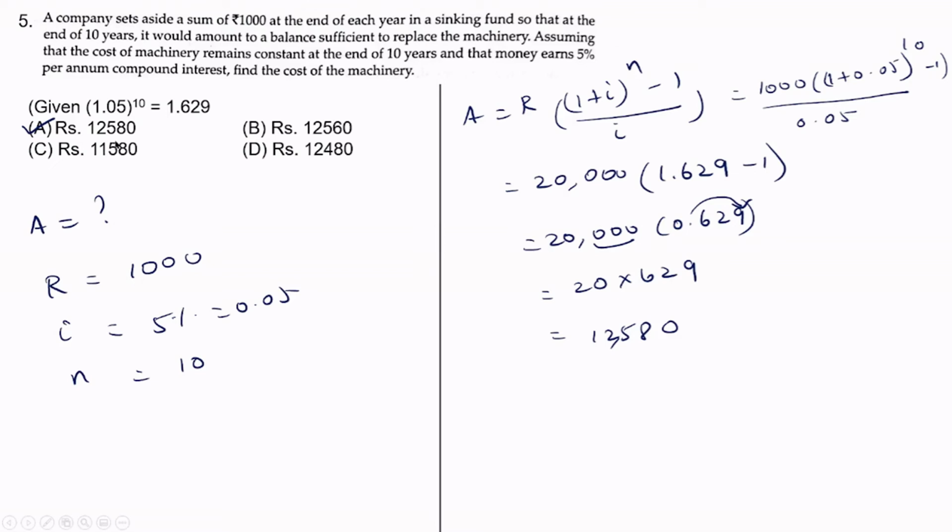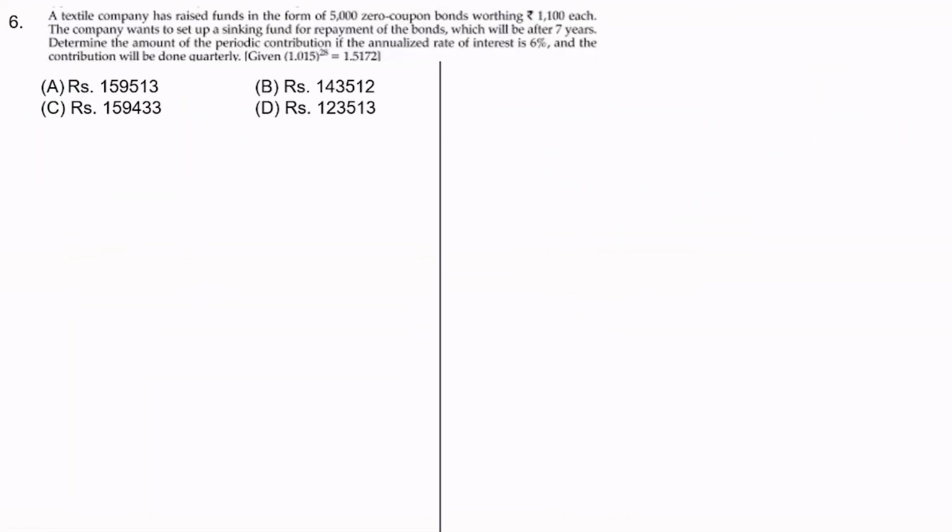So this is the amount in the sinking fund at the end of 10 years when a payment of rupees 1,000 is made at the end of every year and money earns 5% per annum. Moving on to the next question.